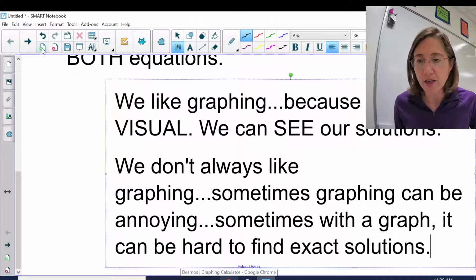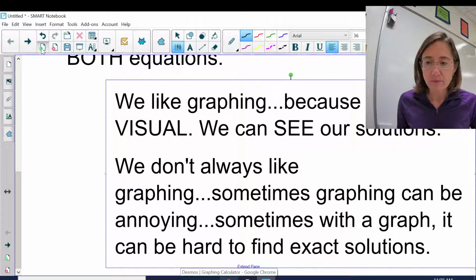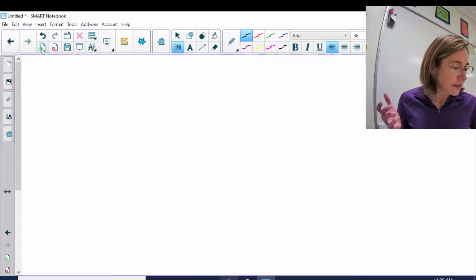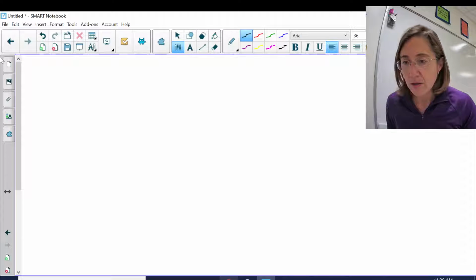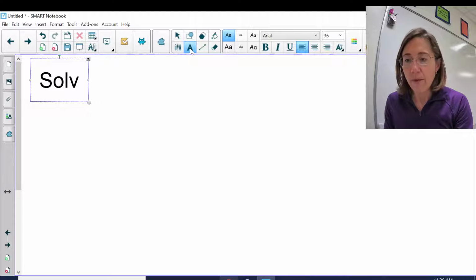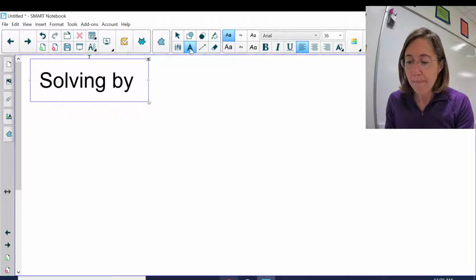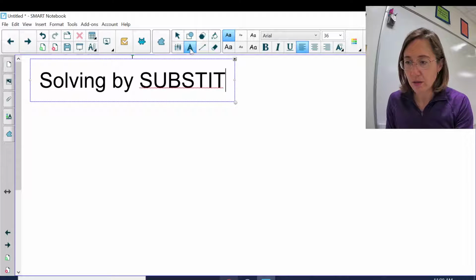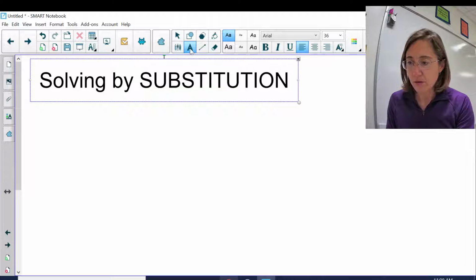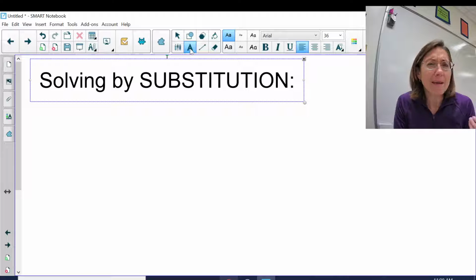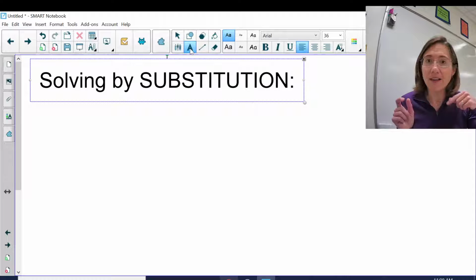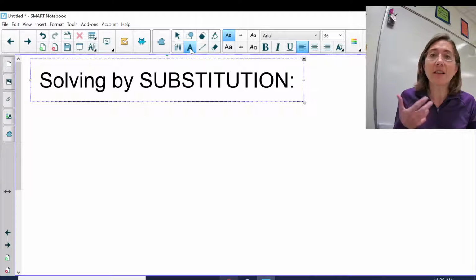So let me get a new page here. So we're going to use the exact same system. So we already know what the answer is going to come out to. So let's say we're going to solve by substitution. So what's it mean if you're going to substitute something? Like, I have a substitute teacher sometimes. What does that mean? That means I go out and somebody else stands in my place, right? You replace me with somebody else. That's what you do when you substitute.